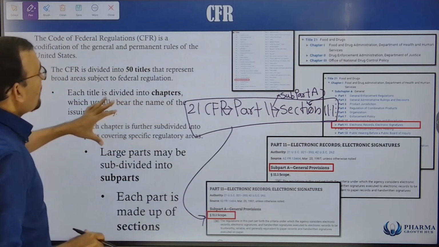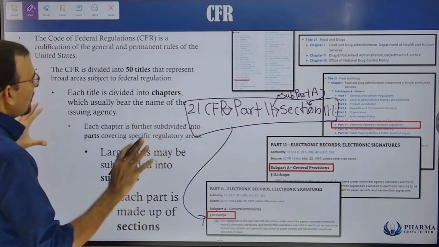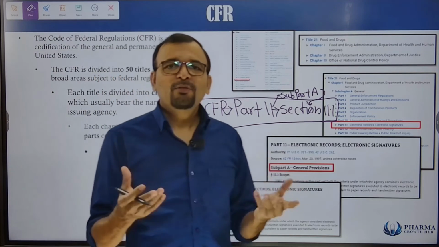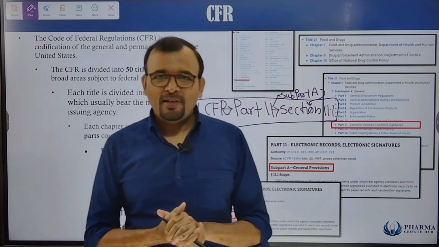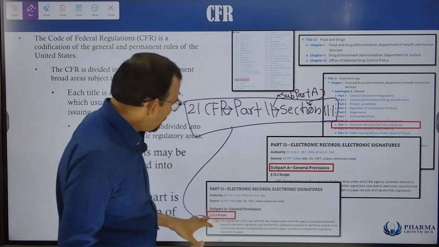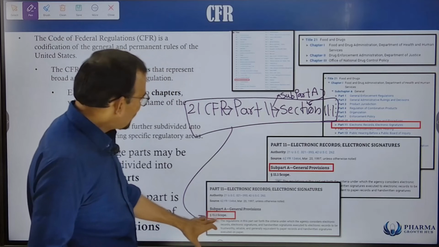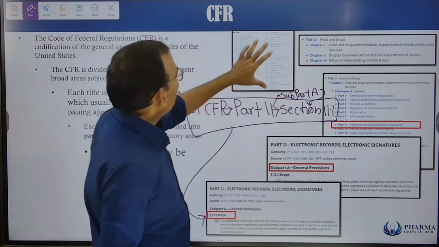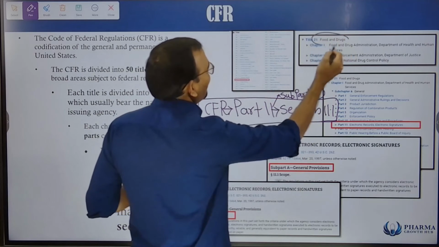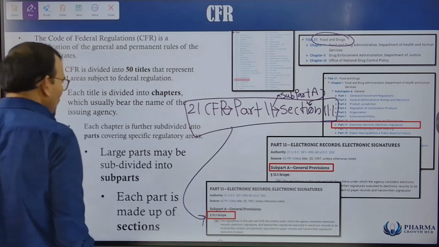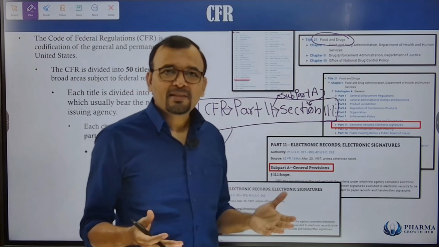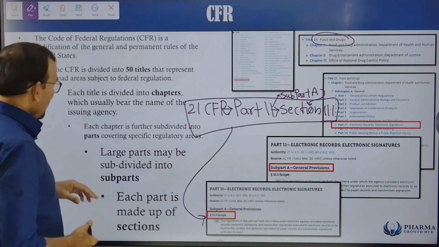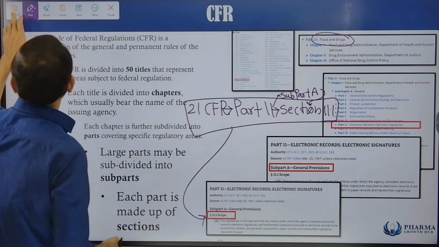So this is the way any law can be codified and easily understood. So with 21 CFR part 11.1, you can easily understand and go to this particular point. It is the scope under part 11, under title number 21, that is food and drugs. So I hope you understand how the codification of the law takes place inside the CFR, the Code of Federal Regulations for the United States of America.